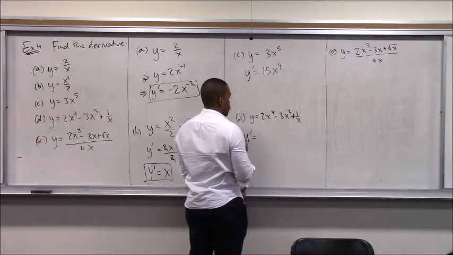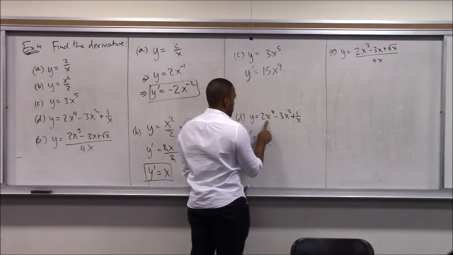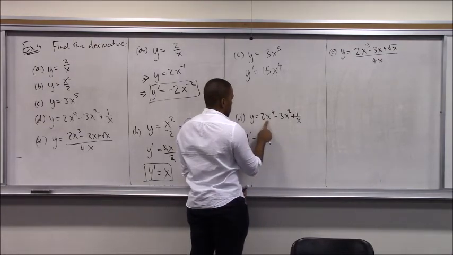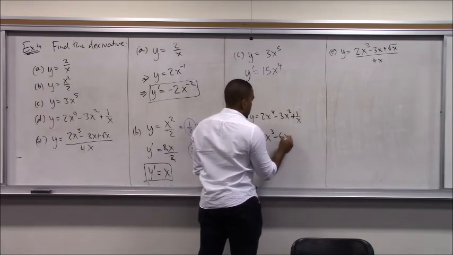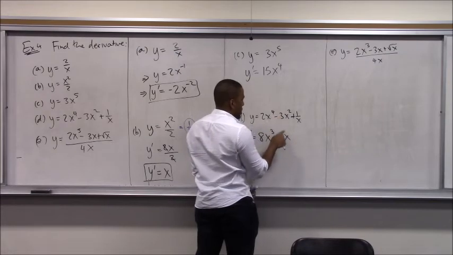Derivative of this? 8x cubed. 4 comes down, multiplies the 2, and you subtract 1 from the 4. What about this one? Minus 6x. 2 comes down, multiplies the 3. 2 minus 1 is 1, so I just get x to the 1.